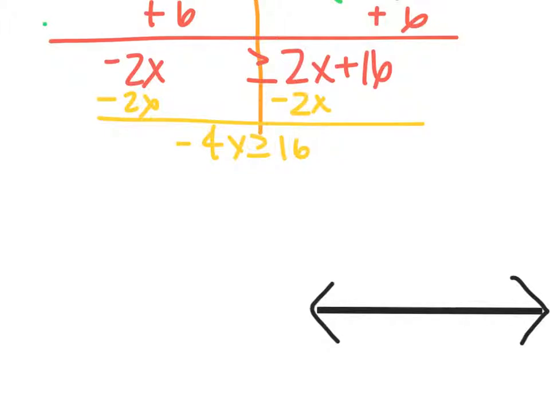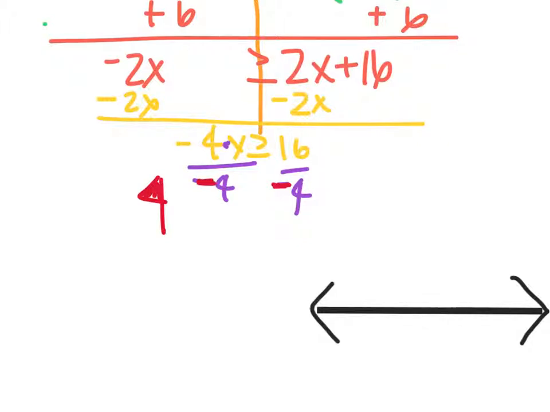So now we need to get x completely alone. And currently that negative 4 and that x are multiplied. So to get rid of something that's multiplied, we're going to divide both sides by negative 4. Remember, when we divide by a negative, that is where our red flag comes into play. So that tells us that our next step is going to be a little bit different.